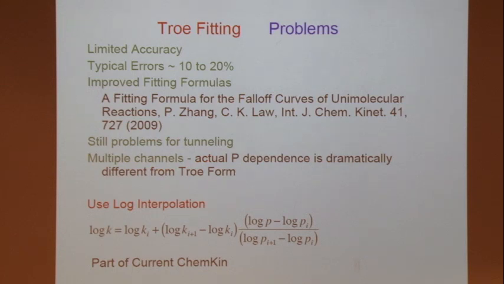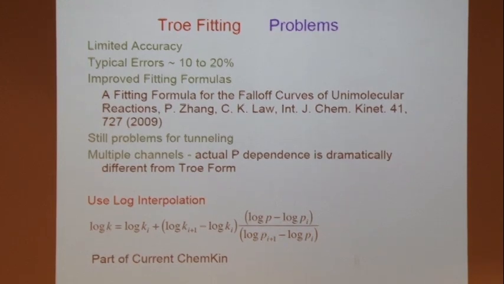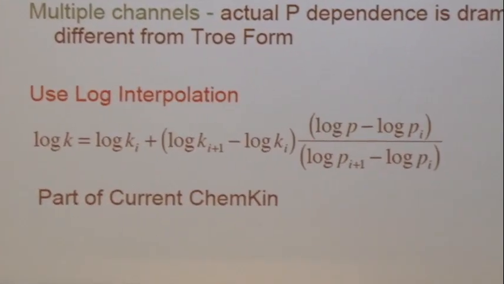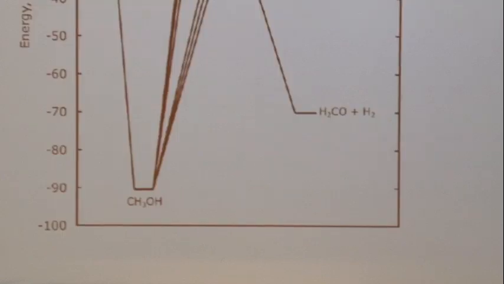So the Troe form was derived for a case where all you have is one possible reaction, say the dissociation there. But some of those cases I showed you have multiple things that can happen. And in that case, the Troe form does not work. What people sometimes do is they try to do what's called the log P form, where they try to interpolate log K as a function of log P. And that's in ChemKin. Sometimes this is good, but not always.